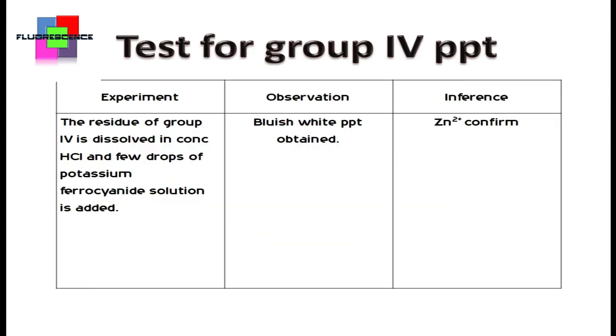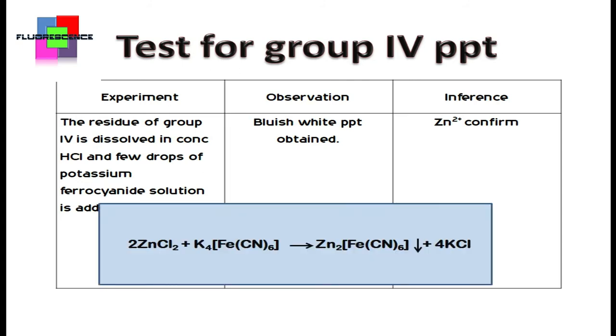Moving to group 4. The precipitation that you have got, dissolve that one in concentrated HCl and add a few drops of potassium ferrocyanide. If you get a bluish white precipitation, it indicates the presence of zinc ion.